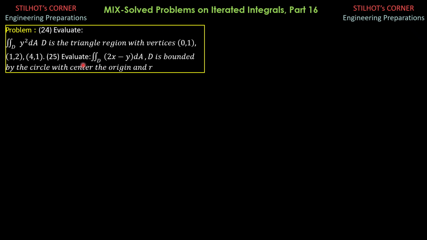the upper surface would be represented by 2x minus y. We imagine that this is z, and the area of the region is bounded by this triangular plane with vertices 0, 1, 1, 2, and 4, 1. And that's the second part. Let's focus first on 24.